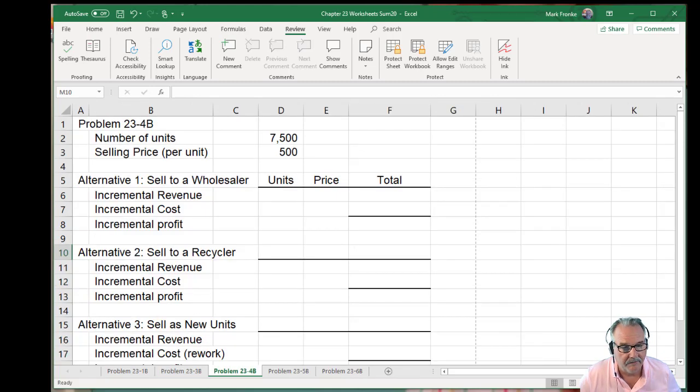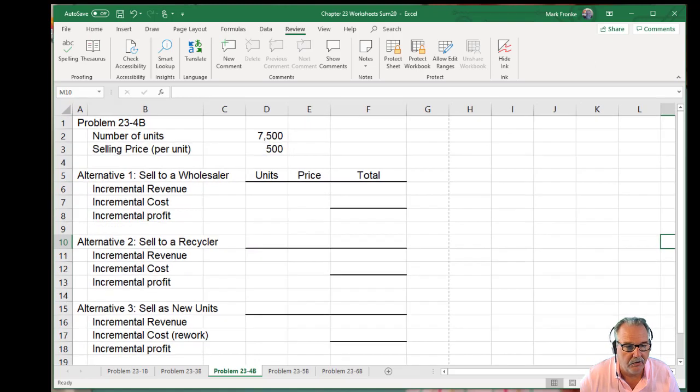Problem 23.4b is a situation where we actually have 3 alternatives. These are parts that have some sort of defect that we would have to rework. But we could do one of 3 things. We could sell them to a wholesaler who doesn't care that these are defective. We could sell them to a recycler just to get the scrap value for them. Or we could rework them and then sell them as new units.